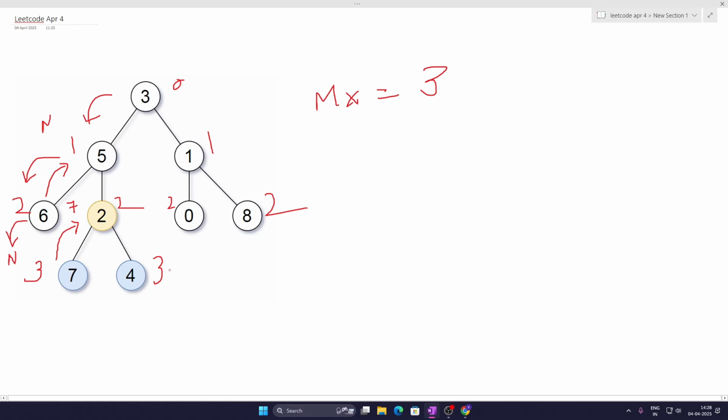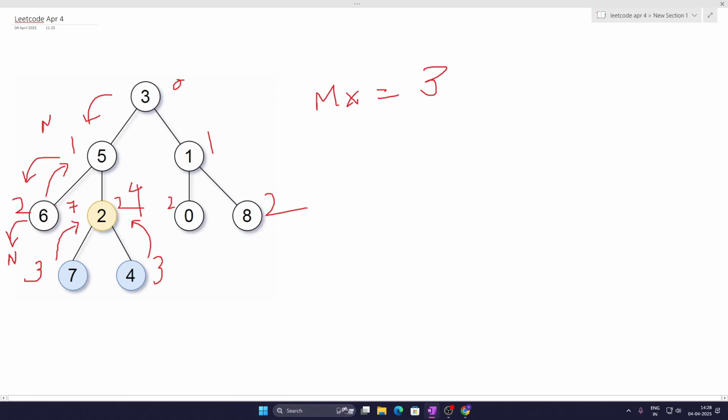What is the depth here? That 4 says my depth is 3. Then what is the maximum depth? It's 3. So at 4, where I'm able to reach 4, at 2 I'm able to reach 4 with the maximum depth of 3. Then it will return 4 to its parent.